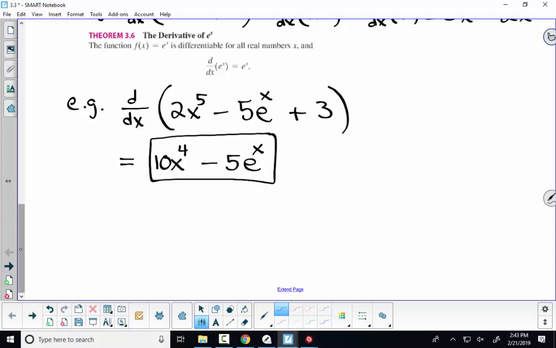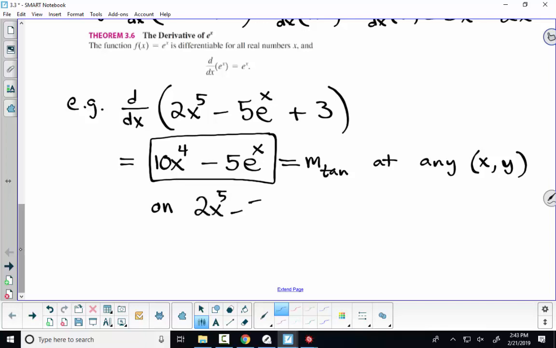So a lot of this stuff is now derivative rules, but don't lose sight of what the derivative is. This is the derivative function. So this thing right here is the slope of the tangent line at any point on the given function 2x to the 5th minus 5 e to the x plus 3.